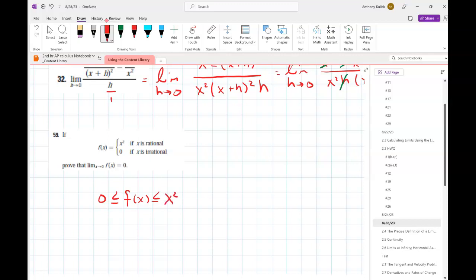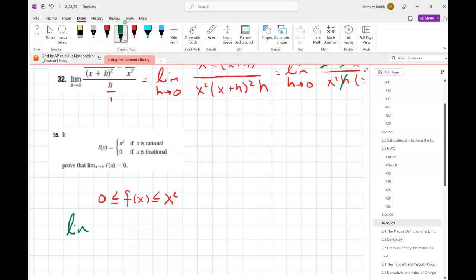Squared? Infinity, probably not. Again, how do you know x squared? Well, because x squared is always going to be bigger than or equal to 0, because it's always going to be non-negative. It'll either be equal to x squared, right?